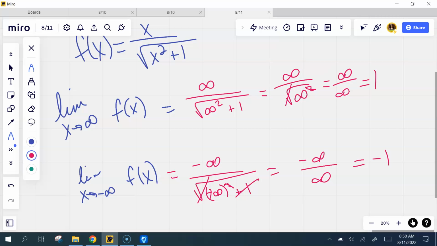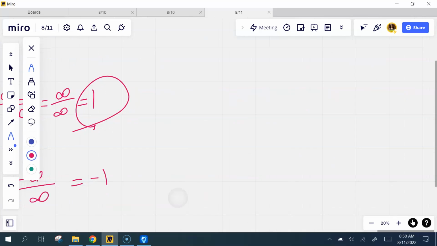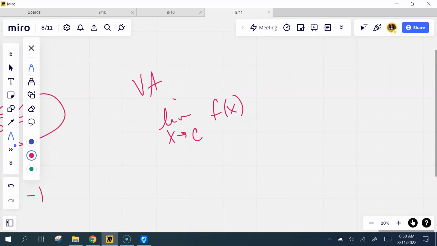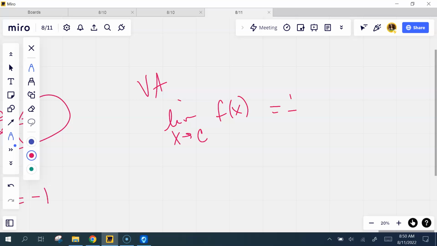Oh, I'm glad you asked. We're going to talk about that too. But when this is a constant and you get infinity or negative infinity as what it equals, that's when you have a vertical asymptote. So vertical asymptotes are when you do the limit as x approaches a constant, either from the left or the right. If you get positive or negative infinity, that's a vertical asymptote.